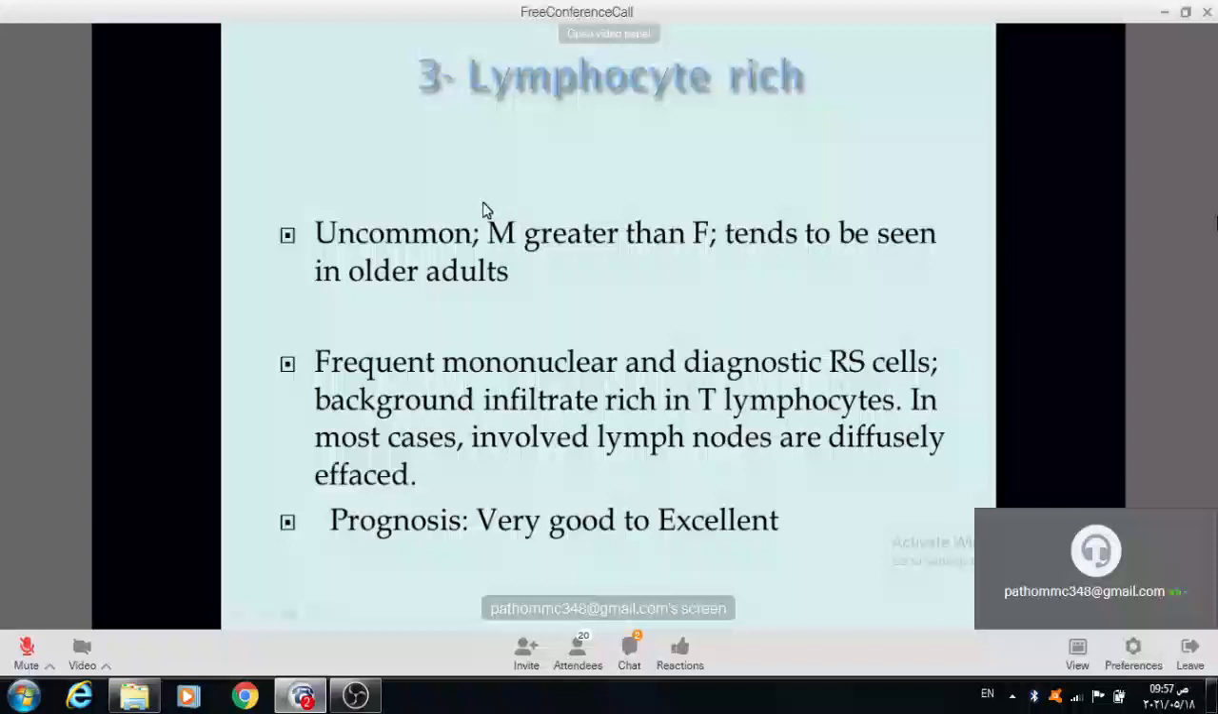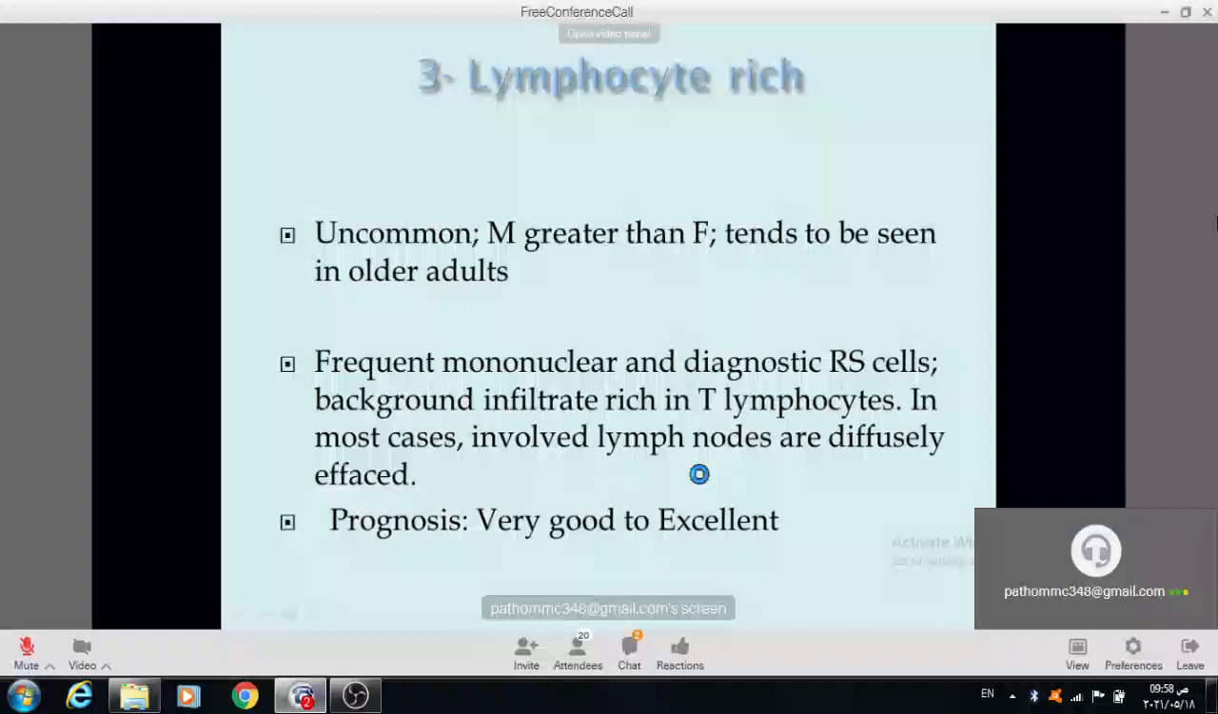Lymphocyte rich is an uncommon variant, male more than female, and tends to be seen again in the early-age patient. Here we also have the diagnostic and the mononuclear RSL. And the background will not be mixed. The background here will be rich in T lymphocytes only. We don't have eosinophils, plasma cells, or macrophages. We just have abundant T lymphocytes in the background. And the lymph node will become diffusely effaced. Again, the prognosis is very good.